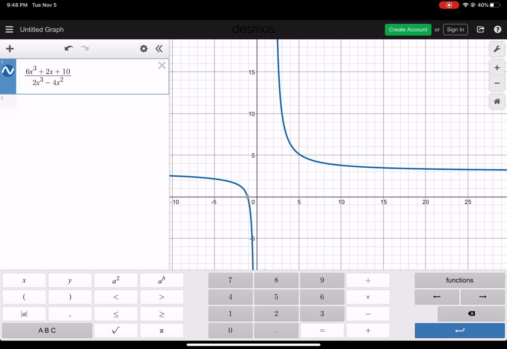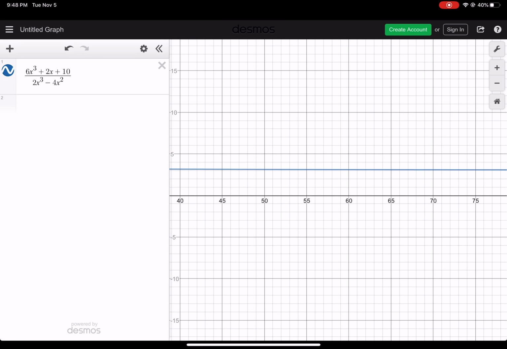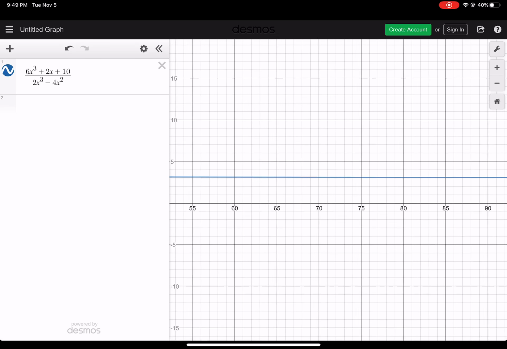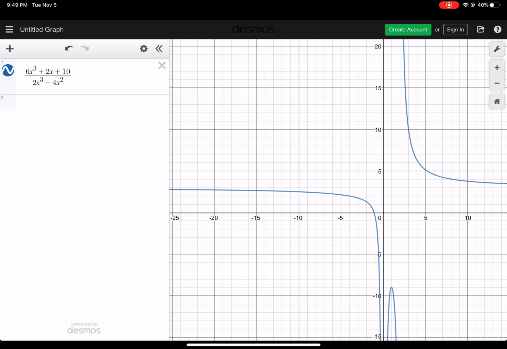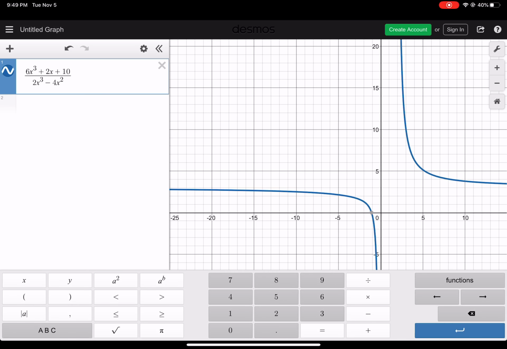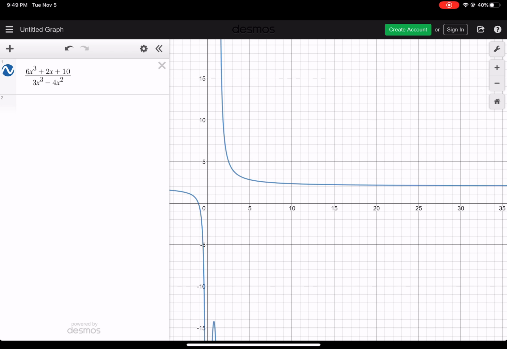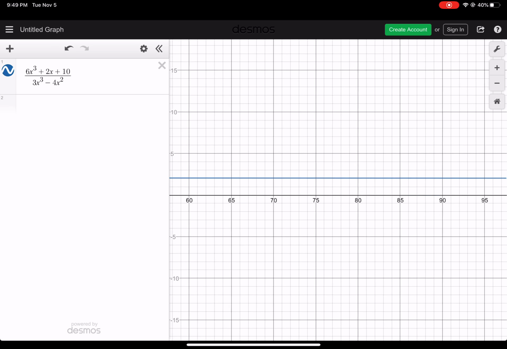So 6 divided by 2 is 3. Let's check it. Does our horizontal asymptote end up looking like y equals 3? And that is correct. Yes. Let's try this out though. What if I change the leading coefficient on the bottom to 3? So 6 divided by 3 is 2. Does that now work? Yes.